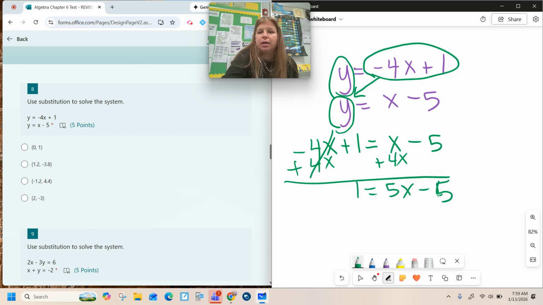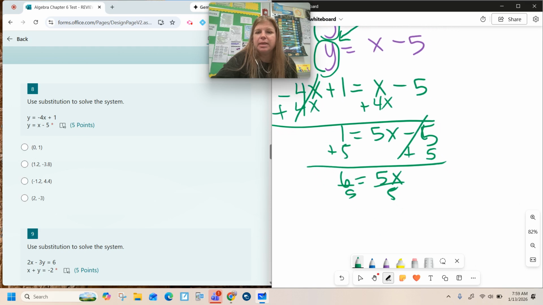Add 5. 6 equals 5x, divide by 5. I end up getting x equals 1.2. Now I do notice there's only one solution with 1.2, so I should be on the right track.